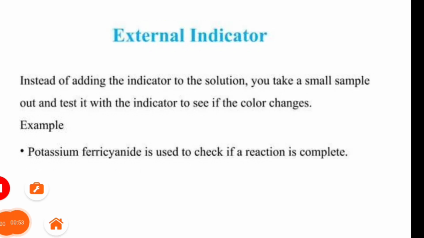Next is the external indicator. Instead of adding the indicator to the solution, you take a small sample out and test it with the indicator to see if the color changes. Potassium ferricyanide is used to check if a reaction is complete.